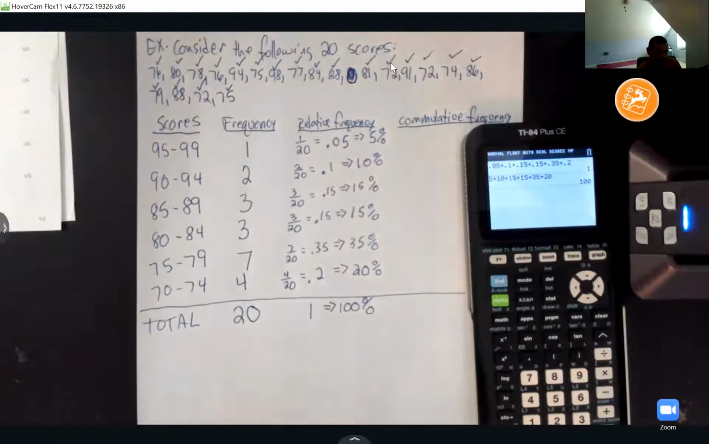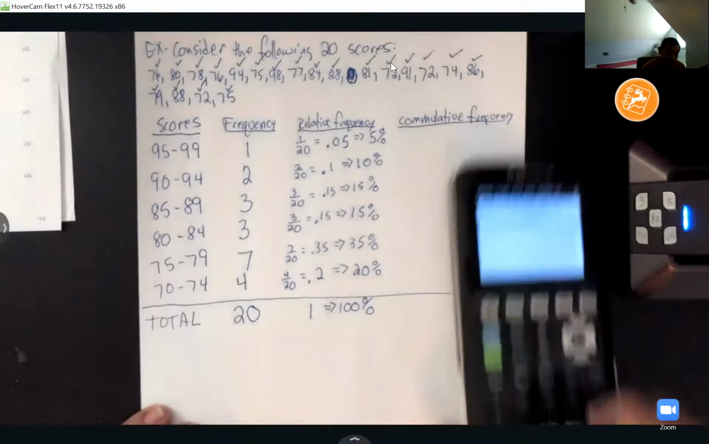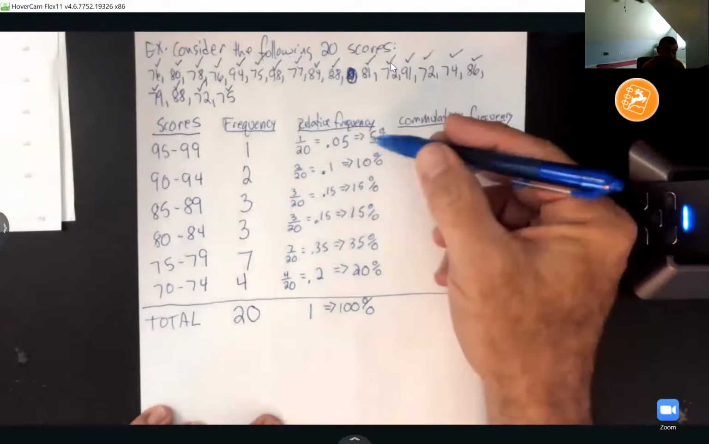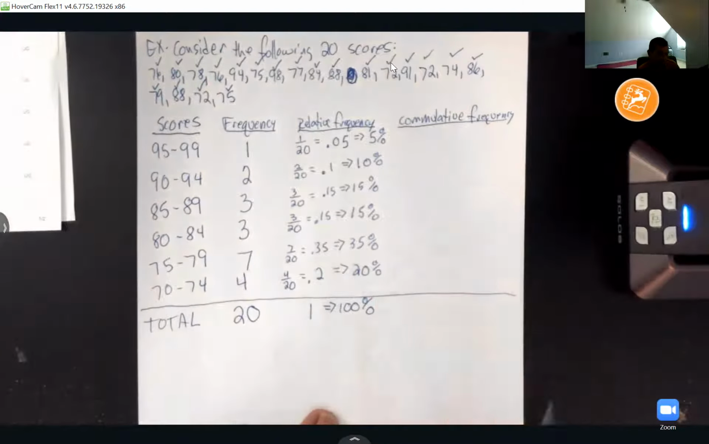So that's a quick way that you can check and see if you've got that relative frequency down, is because it's got to add up to 1, and then these percents got to add up to 100. So all 20 of them make 100%.